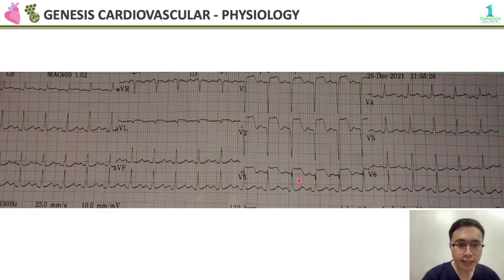Cornell, you check for the S in V3, which is low. And the R in AVL is also very short. So it looks like there is no LVH. But this is where we get tripped up. Look at the ST segment.